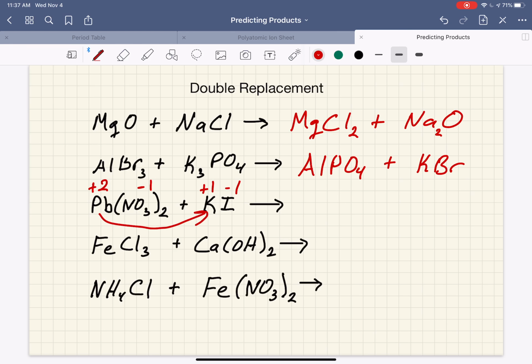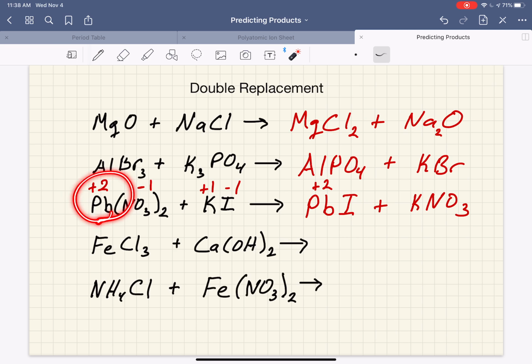That lead is going to switch places with that potassium, and we end up with PbI, and then we end up with KNO3. Let's do the charges. Lead is still +2. Right here, it didn't change. Iodine is still -1. Potassium is +1 and nitrate is -1.